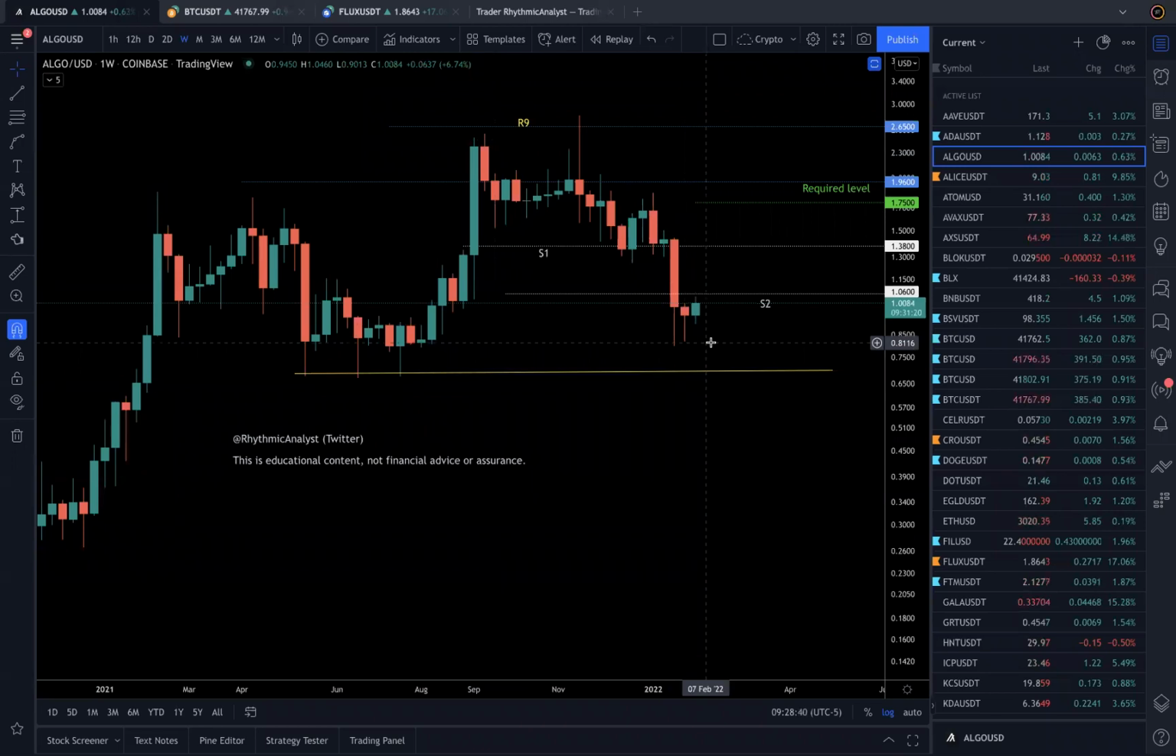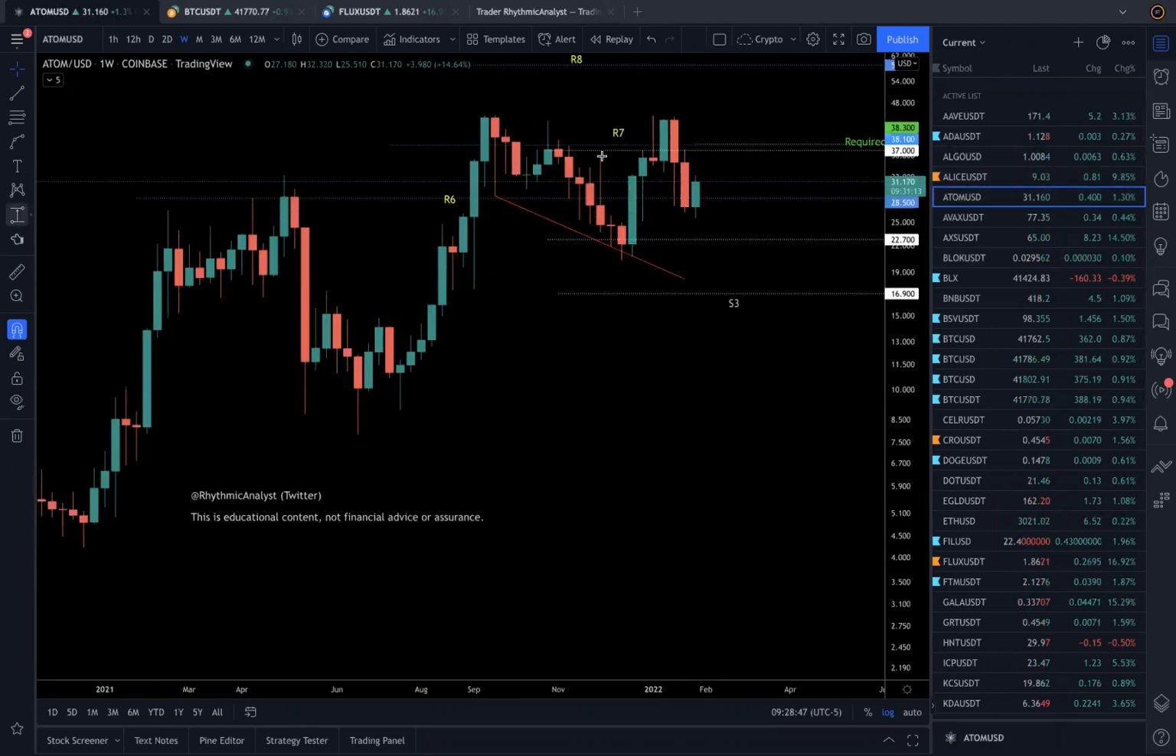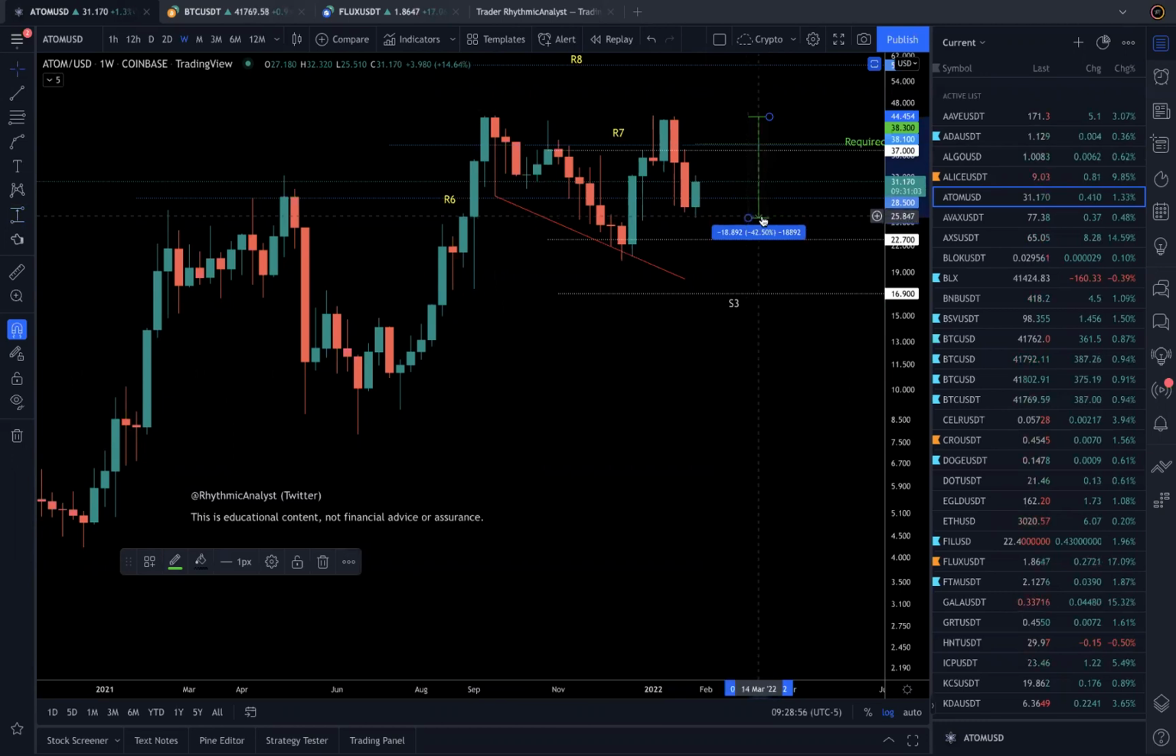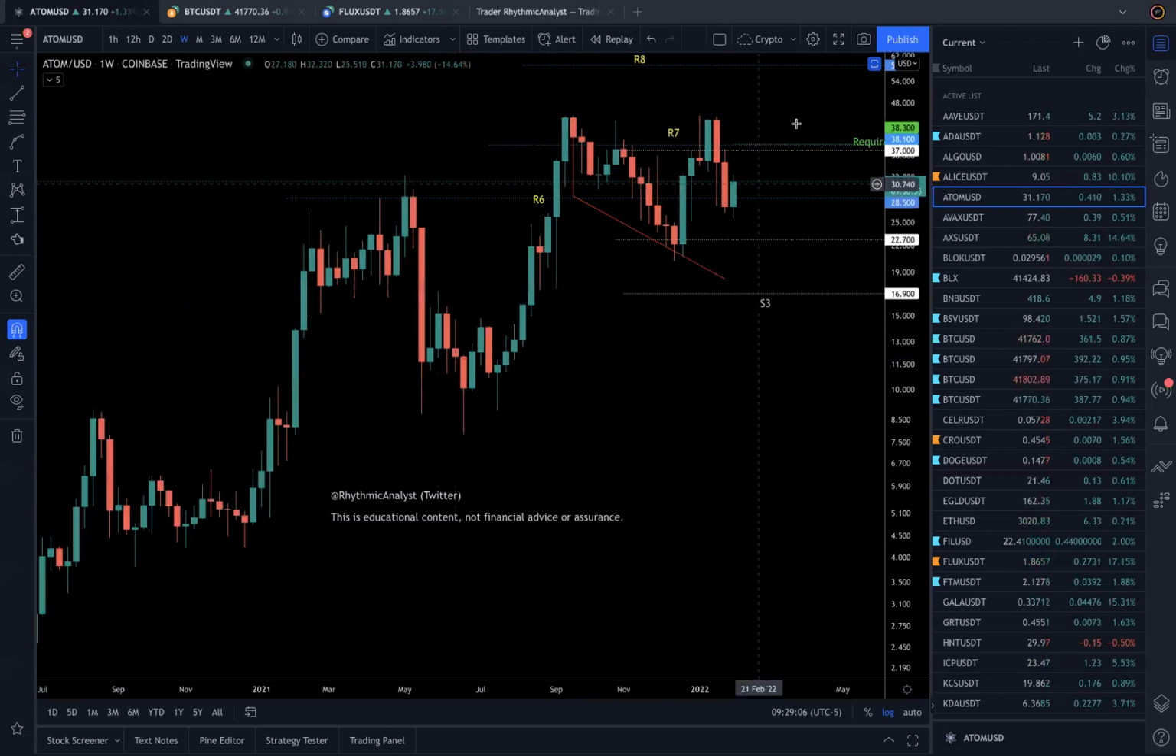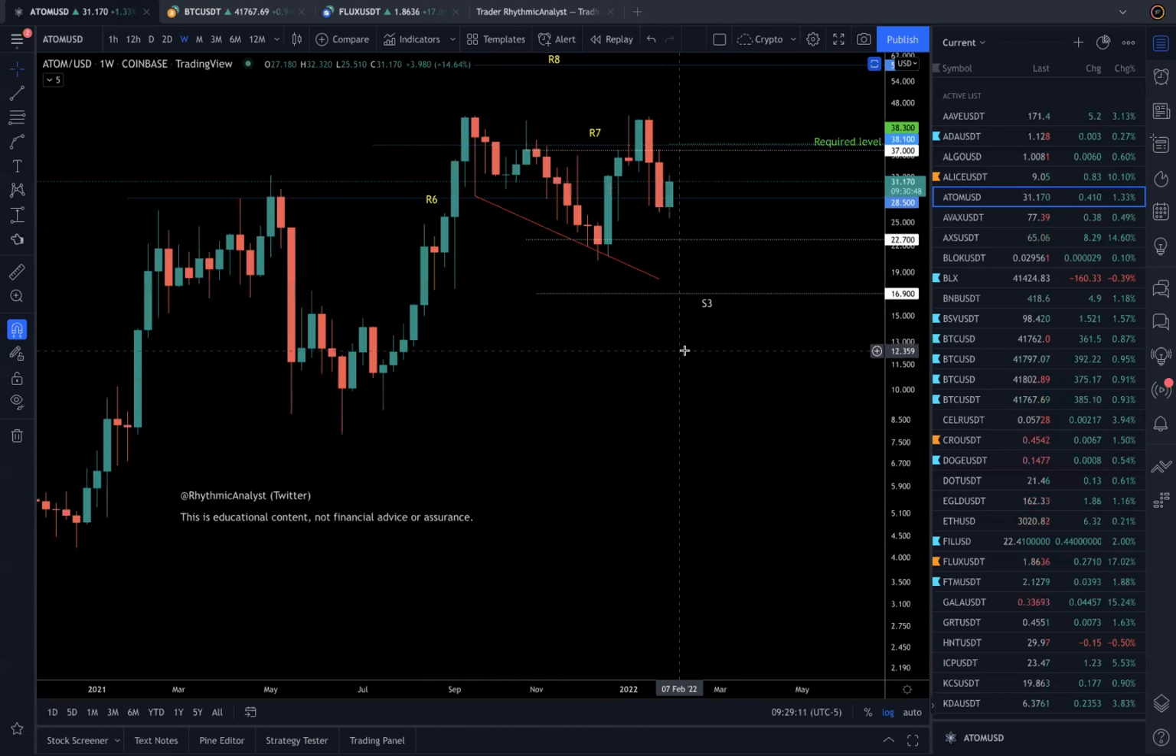So we measure that ALGO corrected by 70%, right? And if you measure ATOM, this is the all-time high, and from the all-time high to this bottom it is 42%. So huge difference. Another way to see it is, this is a low, this is a higher low, and this is still a higher low, which means it is making progress in an ascending manner. So this is stronger than many other coins.